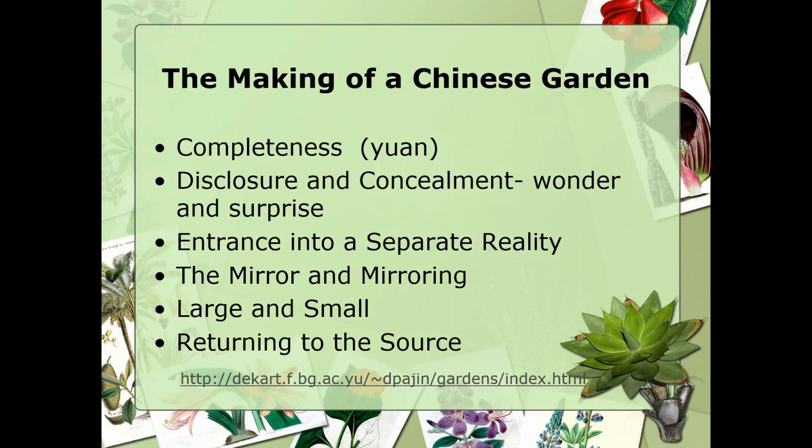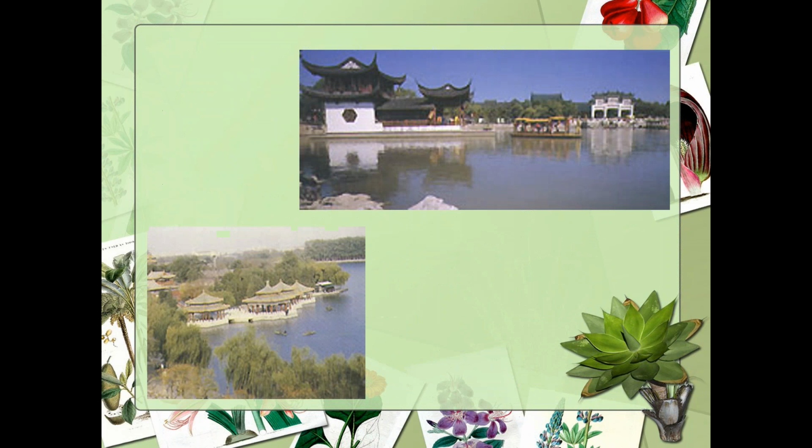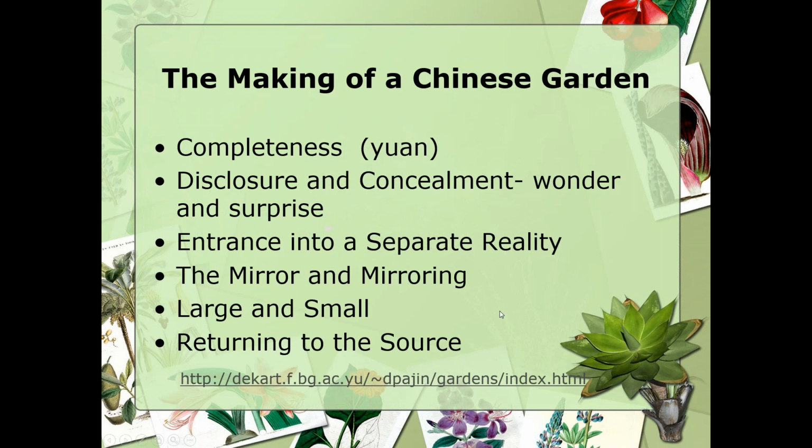The making of the Chinese garden: completeness, disclosure and concealment, wonder and surprise. Oh, do we have a good picture of disclosure and concealment? Okay, so you can kind of see it here. They liked to take big solid slabbed planes and throw a giant cut hole through the center, which then would visually expand as you walked up to that circle. Then you might have some branches that then expanded into a larger opening to a hanging garden. So it would visually open as you walked through the garden. That's what's meant by that.